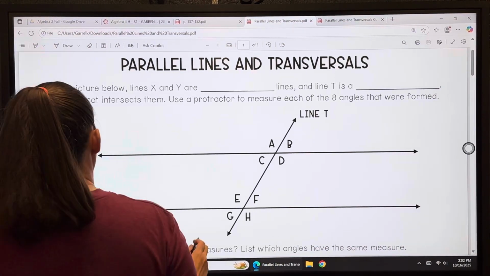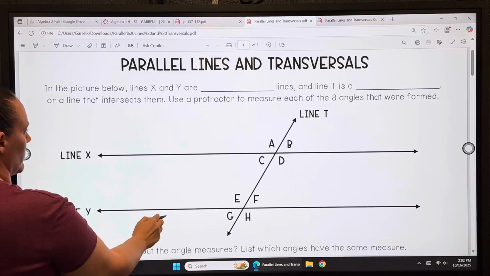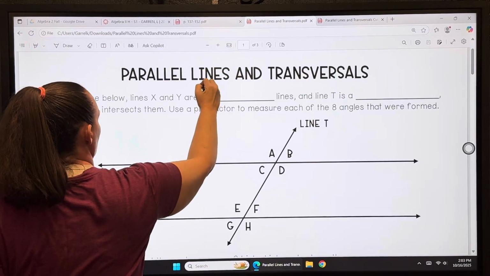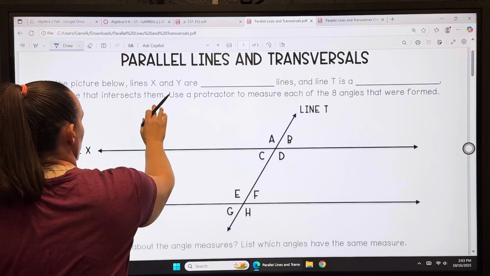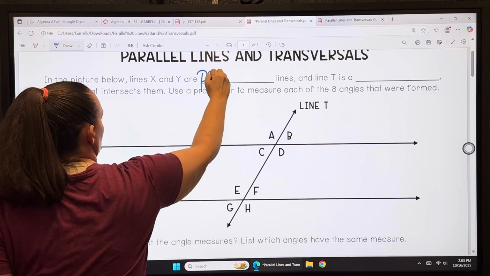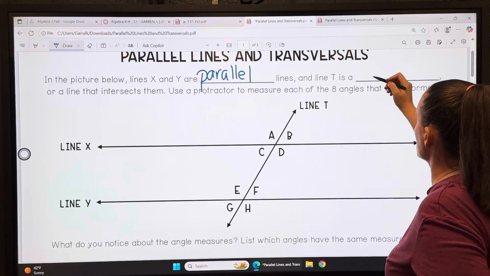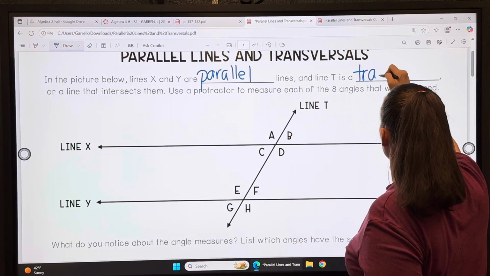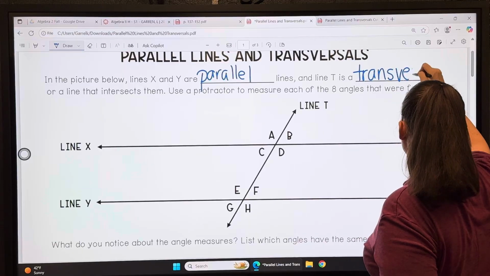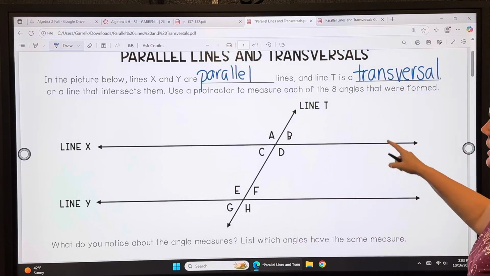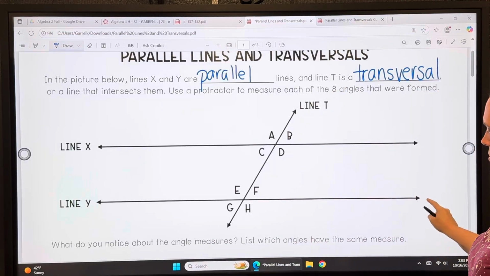Okay. You have line X, you have line Y, and you'll have line T. X and Y are parallel. And line T is called a transversal. All right, so these are parallel lines. The line that cuts across them is a transversal.